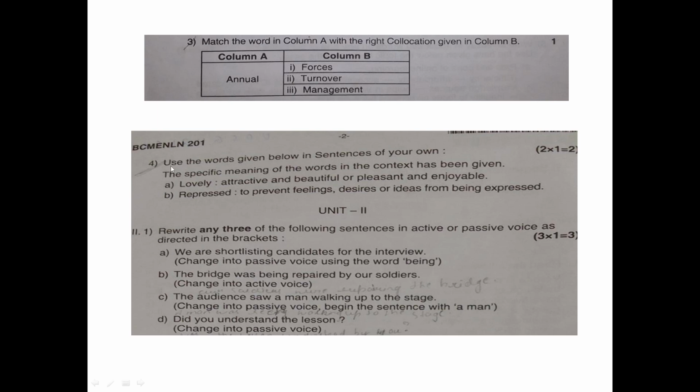And here, question number 4, use the words given below in sentences of your own. They have given the word lovely. So you know what is the meaning of lovely. It's quite a simple word. So you can say that we have a lovely garden at home.